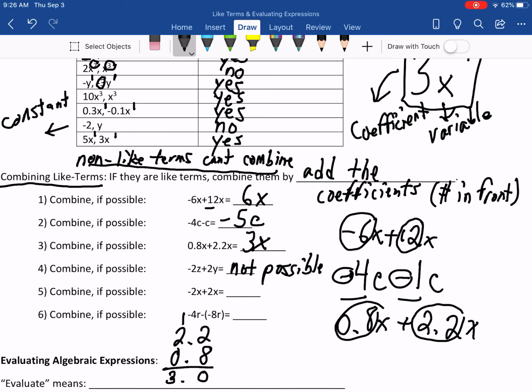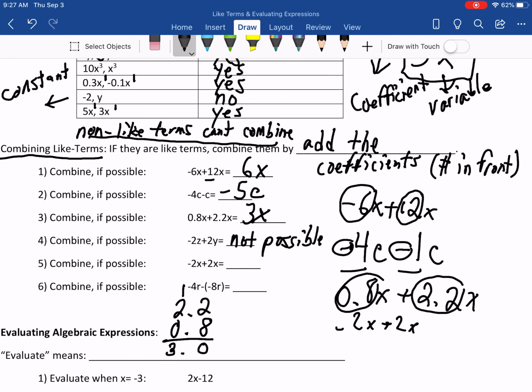Number 5, negative 2x plus 2x. Are they like terms? Yes, they are. So negative 2 plus 2. Okay, so we're adding with different signs, negative 2 and positive 2. When we have different signs, we subtract. 2 minus 2, 0. Okay, and of course 0 doesn't have a sign. So we don't want to write it as 0x. We just write it as 0.